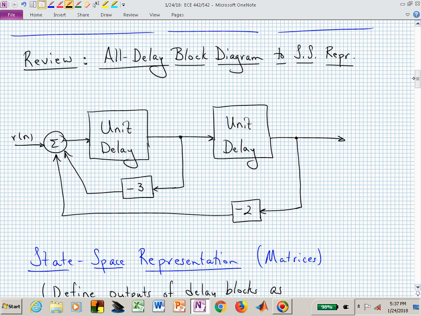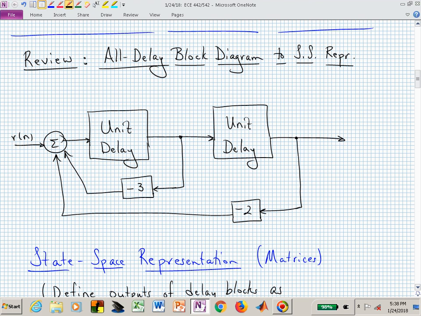Let's get into what we're supposed to be doing, which is learning about discrete time systems. Here is our all delay block diagram. And how did we generate this? Where did this come from? Do you remember? It came from a different representation. What was the representation that we began with to generate this block diagram? We started with a difference equation. So we had a linear difference equation, and we used that to build up this all delay block diagram in the time domain.